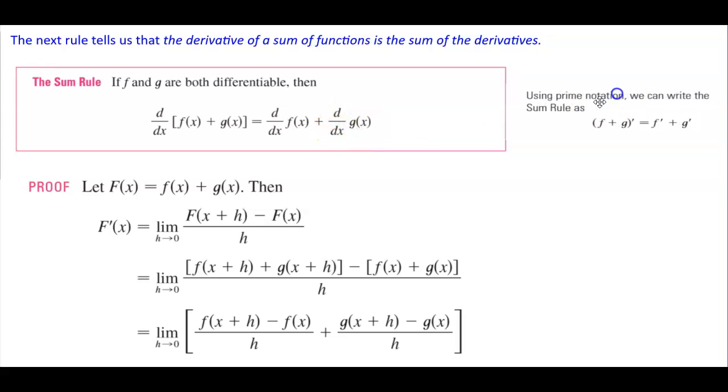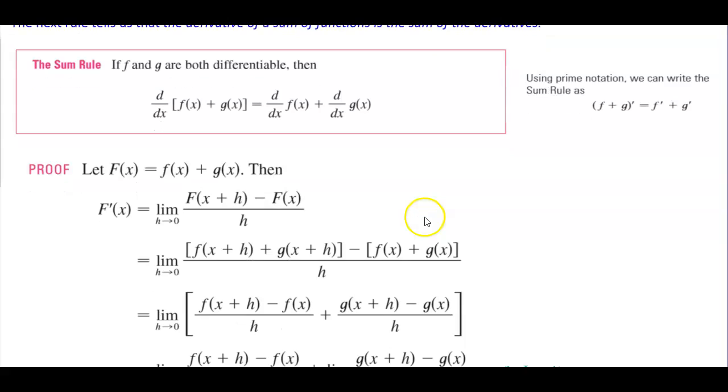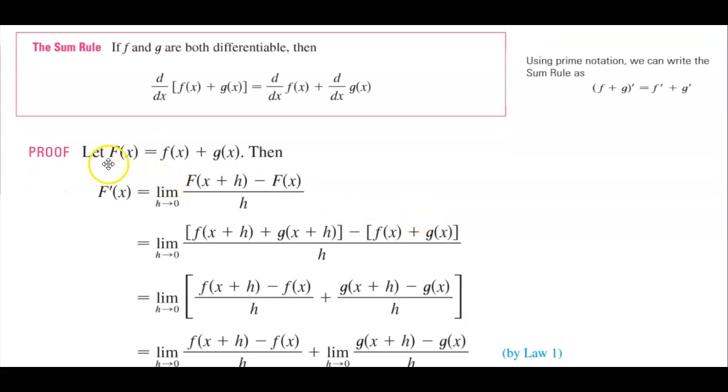Okay, we can also use prime notation. We can write the sum rule as the derivative of f plus g is equal to f prime plus g prime. Okay, now here's the proof. We're going to let capital F of x equal f of x plus g of x. So then we'd say that F prime of x is equal to the limit as h approaches 0 of capital F of x plus h minus capital F of x, divided by h.